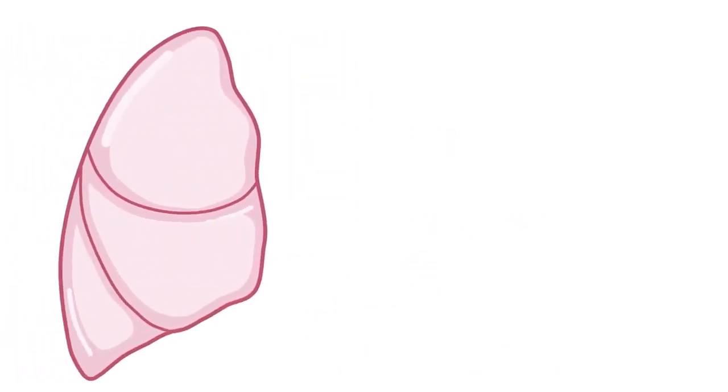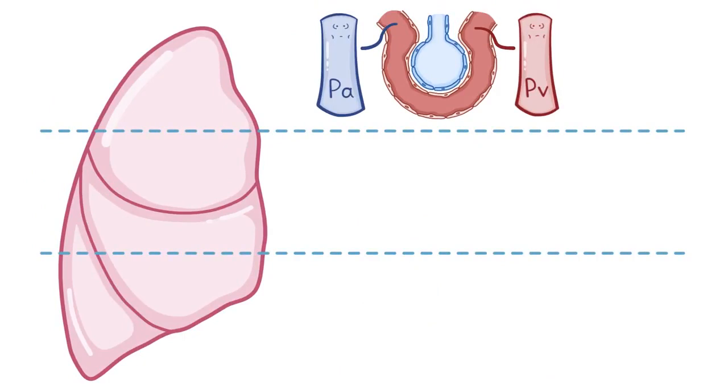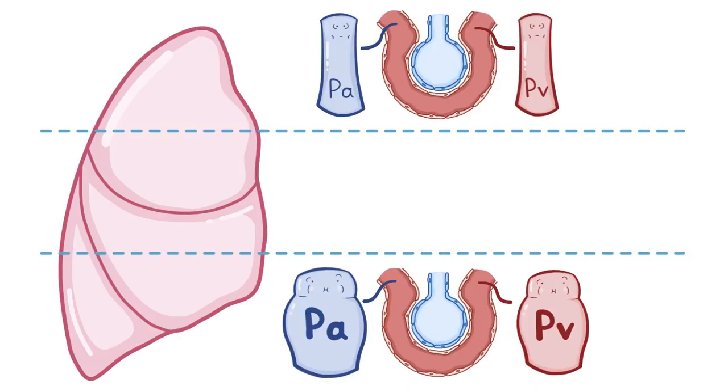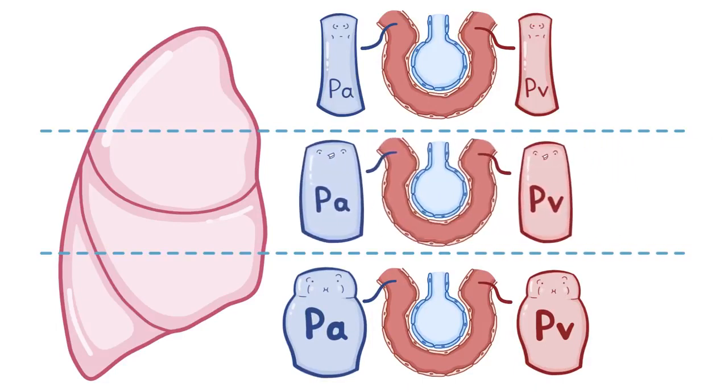At the apex of the lung, pressure in the arterioles and venules are relatively low. At the base of the lung, pressure in the arterioles and venules are relatively high. And in the middle of the lung, the pressures are somewhere in between. Now, because the pressure in the alveoli is constant, the relationship of the pressure in the arterioles and the venules with respect to the pressure in the alveoli changes. And it's the relationship between these three that determines the zones of the lungs.